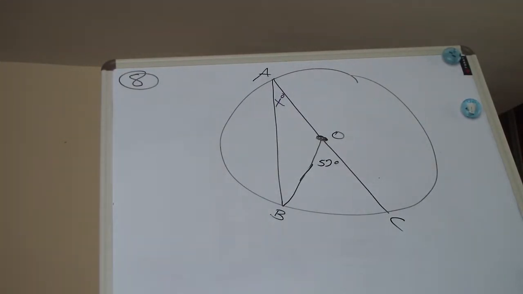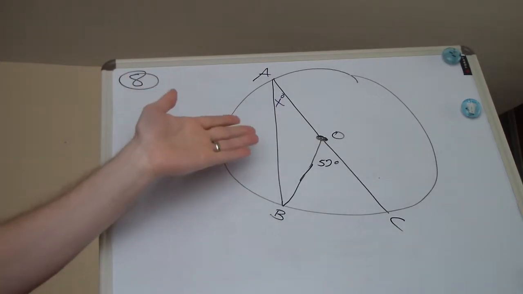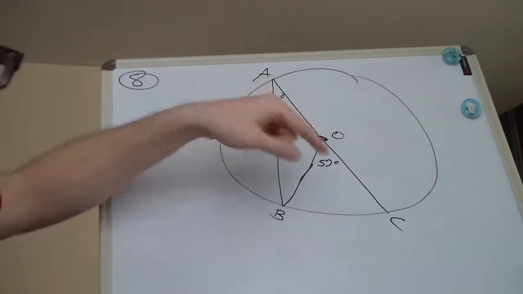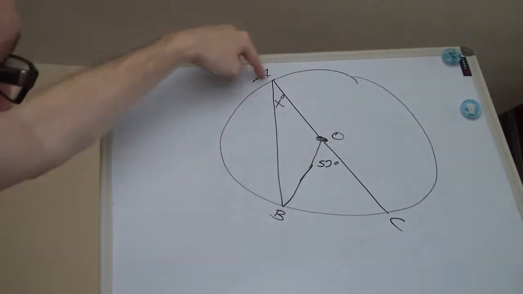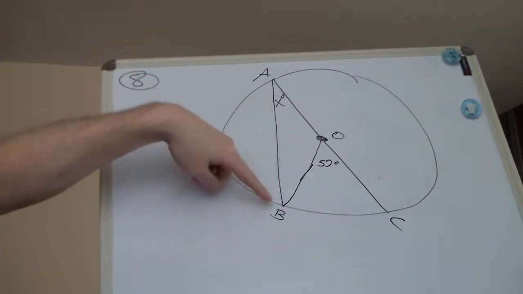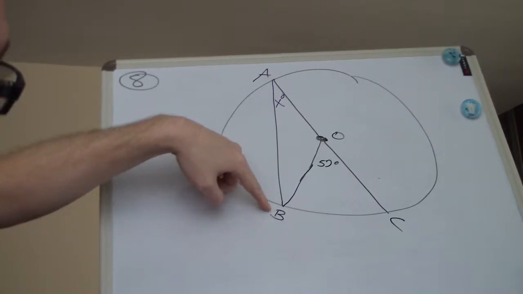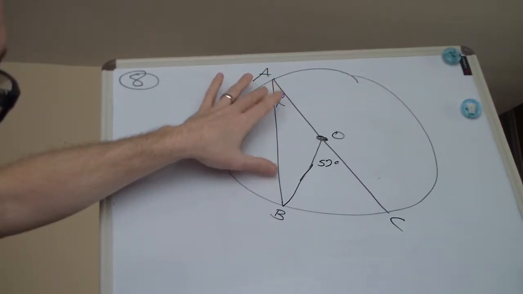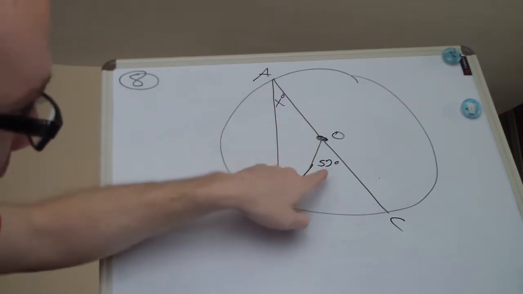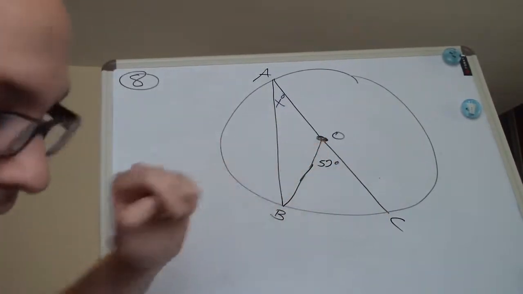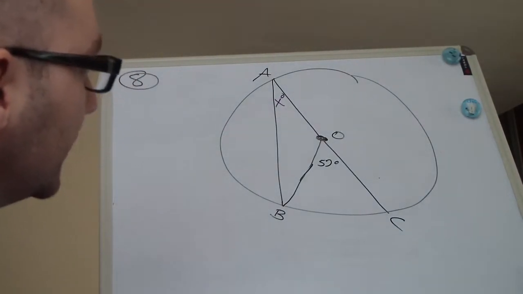So the given information we have is we have a circle O, but based on the picture, it looks like a diameter AC. And then we have a point B here where we have a chord AB. We have a radii here, OB, which creates a central angle of 57 degrees with OC.